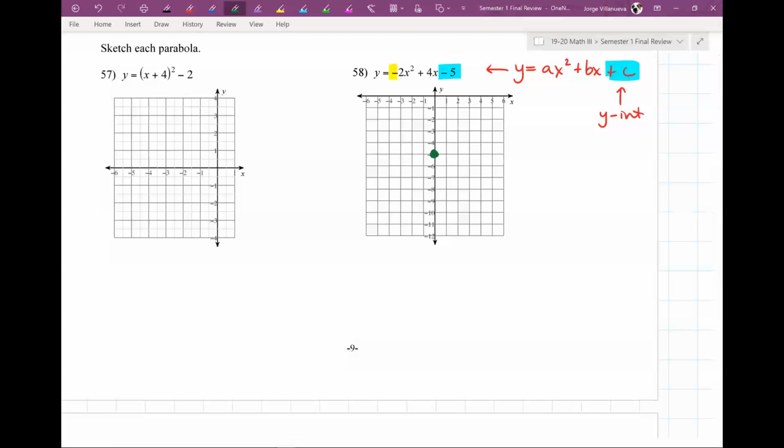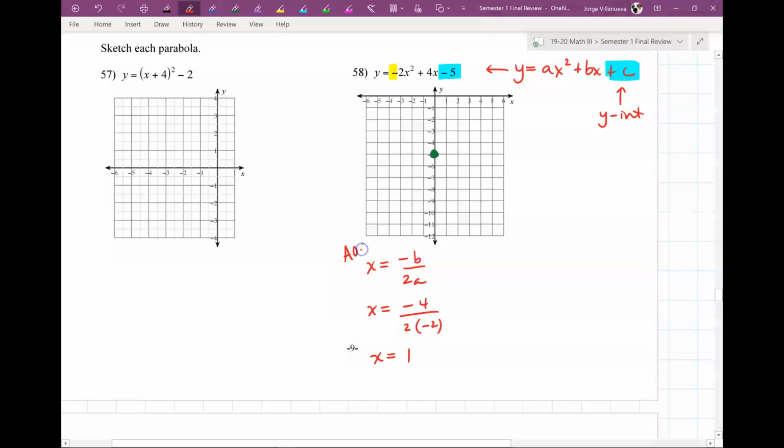Now, the way you graph parabolas is the very first thing you want to try to do is find your axis of symmetry. So to find your axis of symmetry, you're going to have to use the formula x equals -b over 2a. My b value is a 4 and my a value is a -2. So let me write that down. -4 over 2 times -2. So that's equal to 1. Okay, that's my axis of symmetry.